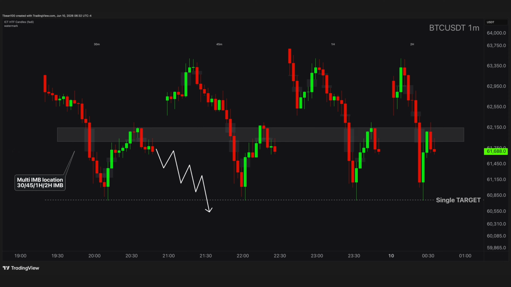However, on the other hand, if this multi-imbalance area had been broken strongly upwards, we could have expected a short, strong rally to the upside up to a certain point. But do not forget, the overall look remains quite bearish these days.